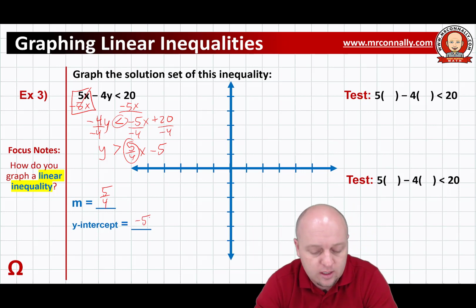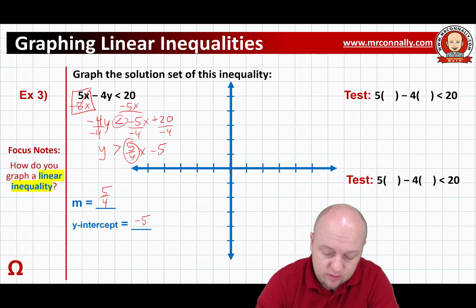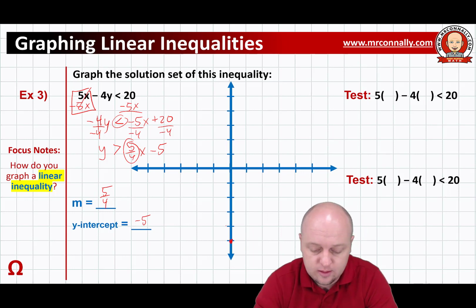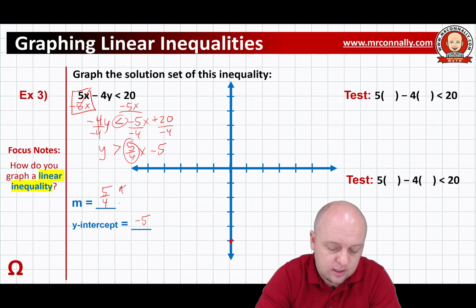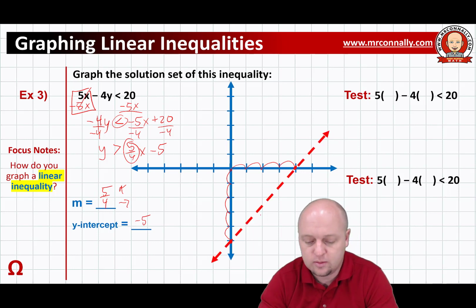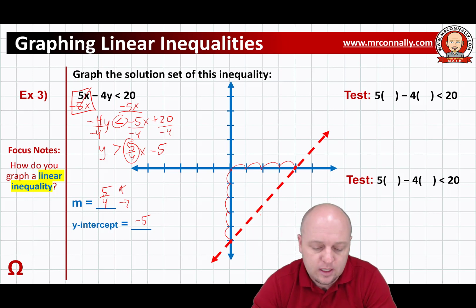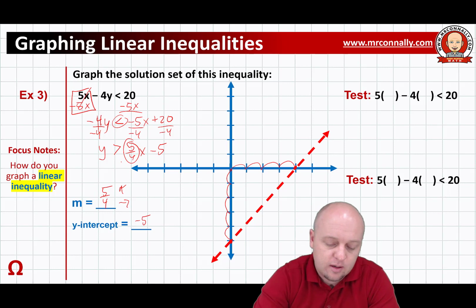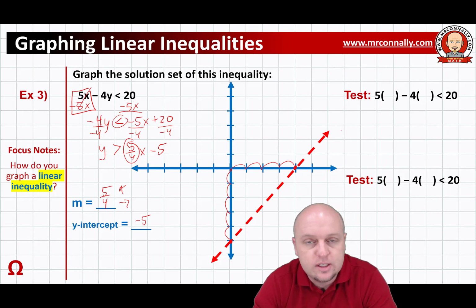So we'll start at the y-intercept and use the slope to guide our way. So negative 5, 1, 2, 3, 4, 5 right here. There's our y-intercept. And now we go up 5 and right 4. So 1, 2, 3, 4, 5. And 1, 2, 3, 4. There's my 2 dots. I can draw now a straight line through them. Now remember, it says greater than 5/4 x minus 5. Since it says greater than, that means that we have a dotted line.